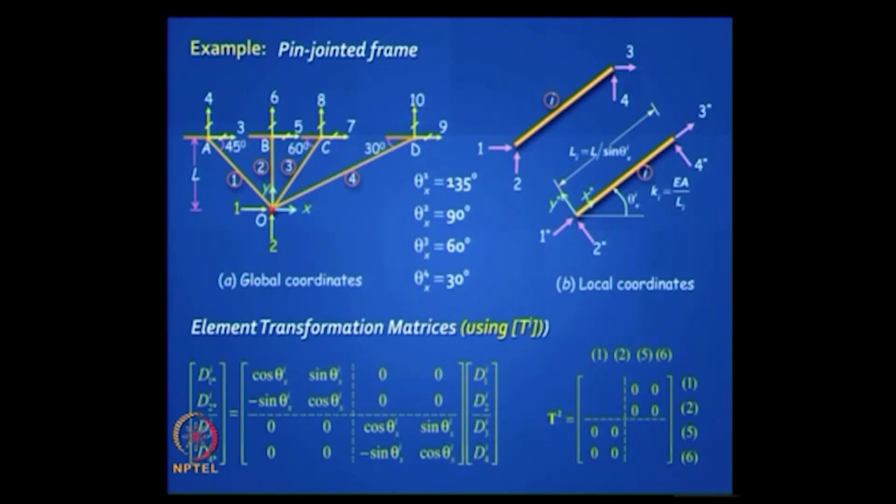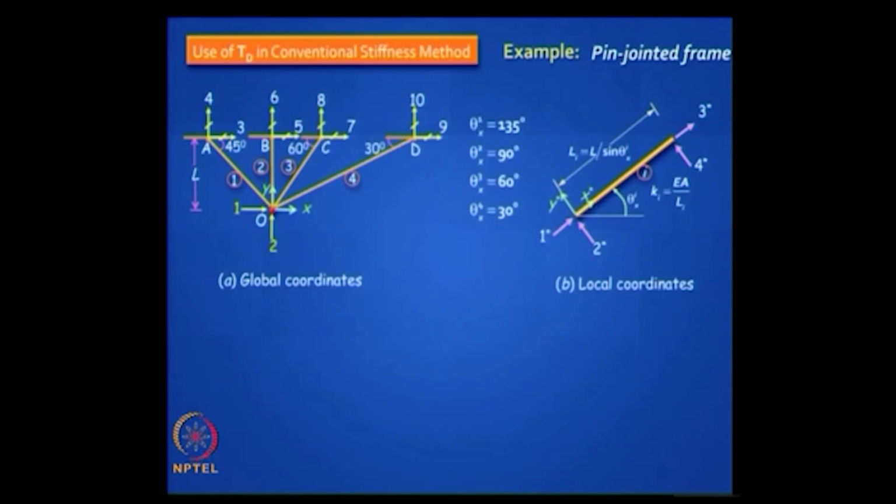Let's see this problem which we did in the last class. I am just showing you to remind you that we did this using Ti. How do we do the same thing using Td? So let us see. Remember in Ti those were our non-zero elements. The transformation was very simple. You had a cos theta and a sin theta and a negative in one of those. Okay, let us look at the same problem, and here we are using the Td in the conventional stiffness method.